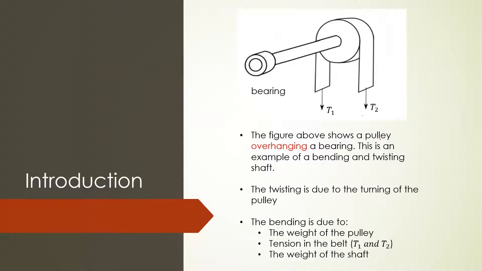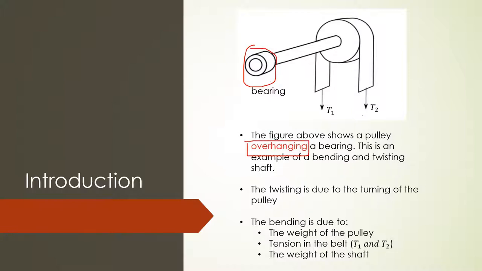Guys, for bending purposes, we go back to chapter 3, to how the shaft is going to be supported. If it's simply supported, you know what to do. If it's simply supported with a weight, you know what to do. So those same examples of chapter 3, we are going to use them here. So here you've got one bearing, meaning that this would be a cantilever. So whenever you see that a pulley is overhanging a bearing, that's a cantilever.